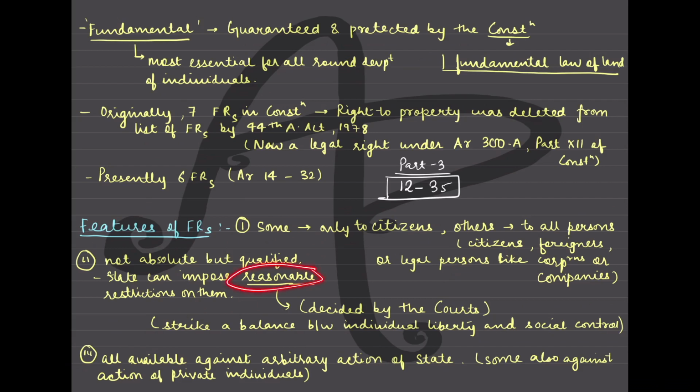Now, what this term reasonable signifies, or whether it is reasonable or not, will be decided by the courts, and therefore here they try to strike a balance between individual liberty and social control, so that your liberty shouldn't harm somebody else's liberty, and therefore social control is very important. ठीक है.